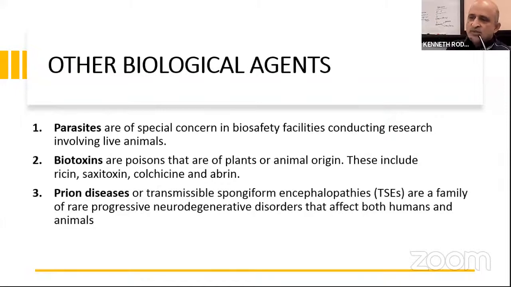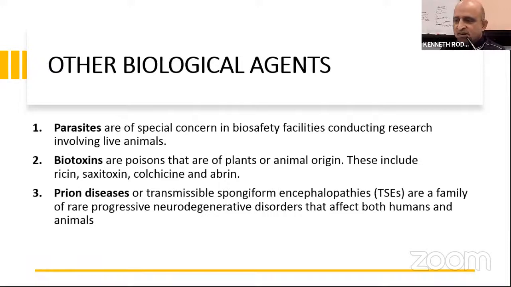In addition to these biological agents, we also have parasites, which are of concern in biosafety facilities, especially if you're conducting experiments involving animal models. We also have biotoxins. There are two types of biotoxins. We have the naturally occurring biotoxins, such as saxitoxin, and we have the synthetic toxins. And finally, we have prion diseases. These prion diseases are rare, and they are basically linked to misfolded proteins.